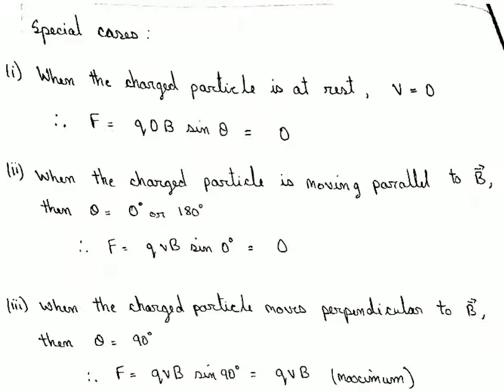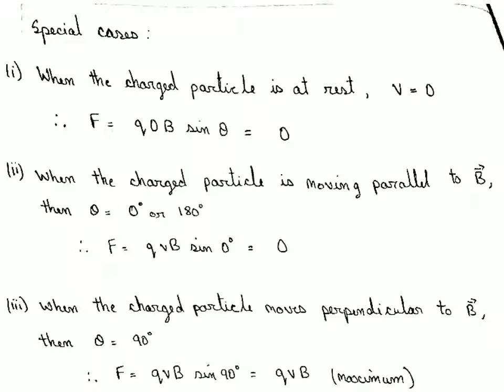Then we have the second case. Now when the charge is moving parallel to B, meaning in the direction of the magnetic field, then your angle theta, which is the angle between the direction of the motion and the direction of the magnetic field, is equal to 0 degree or 180 degree. So if it moves in the direction of B, it is 0. If it moves in the opposite direction of B, then it is 180 degree. And in both cases, sine of 0 or 180 is 0. Hence the force here also is 0.